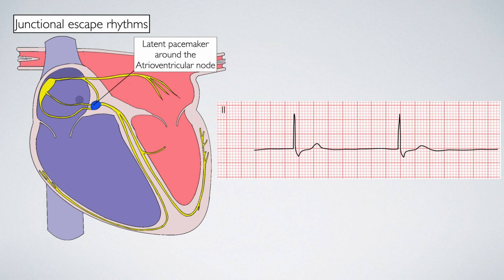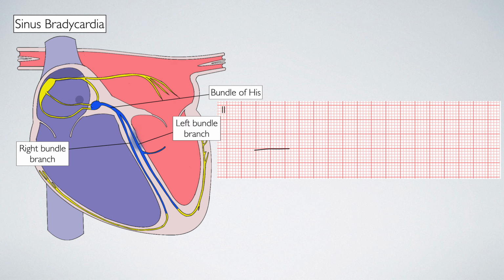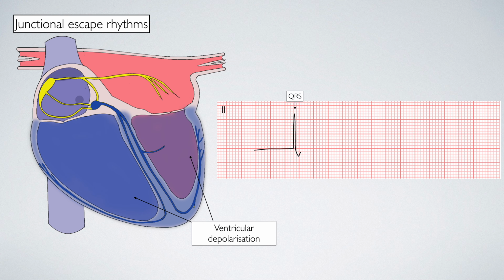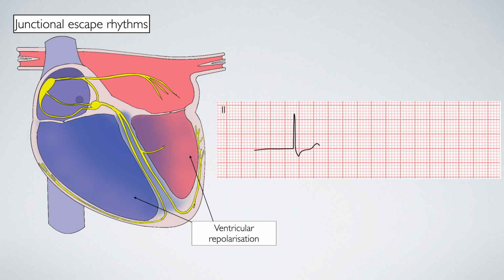Instead, a latent pacemaker takes control of the impulse generation, and these are typically located around the atrioventricular node. These latent pacemaker cells produce impulses at a rate of around 40 to 60 beats per minute. The impulses are conducted via the His-Purkinje system, so when ventricular depolarization occurs, the QRS complex remains narrow. But because there is no atrial depolarization, there is no P wave preceding the QRS complex. Repolarization of the ventricles produces a T wave.